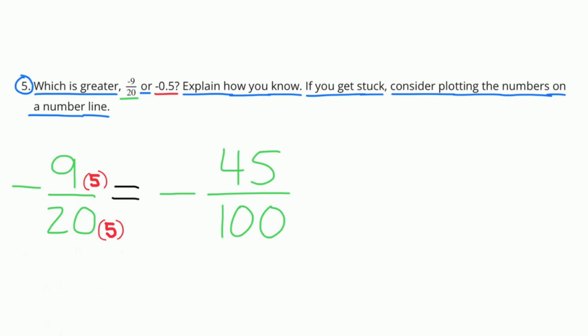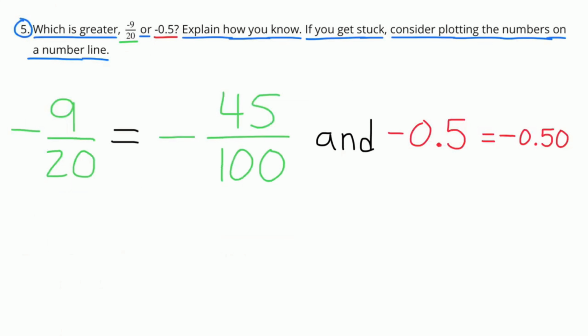Number 5. Which is greater, -9/20 or -5/10? Explain how you know. If you get stuck, consider plotting the numbers on a number line. I can compare -9/20 to -5/10 pretty easily because I notice that I can multiply the 20 times 5 to get 100, and I multiply 9 times 5 to get 45. So now I have -45/100. And still, I have a fraction on one side and decimals on the other, and it's not so obvious.